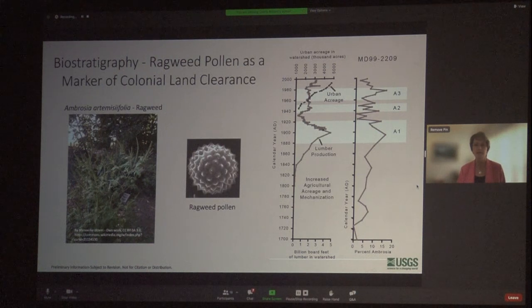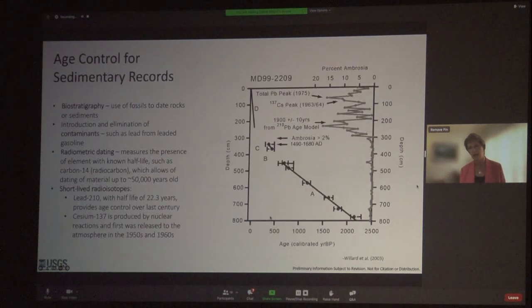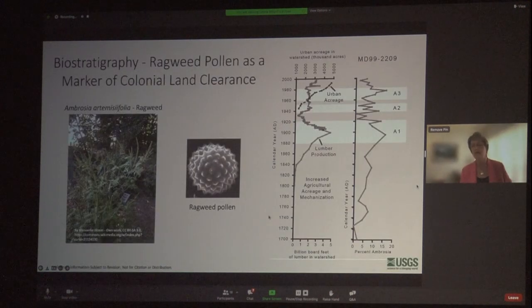And as any allergy sufferer can tell you, they crank out tons of pollen during the fall. And the great thing about that is it gives us a biostratigraphic marker of activities in the landshed, in the watershed. It turns out that when the colonists moved in and started clearing the land, we had less than 2% of ragweed. It went up to 5% or more. And then when lumber production peaked around 1900 in this watershed, so did the ragweed pollen. So we have a nice stratigraphic marker of colonial land clearance.